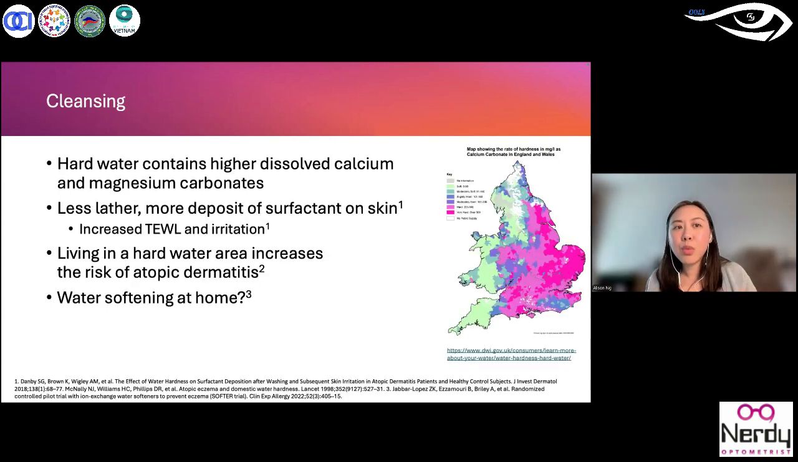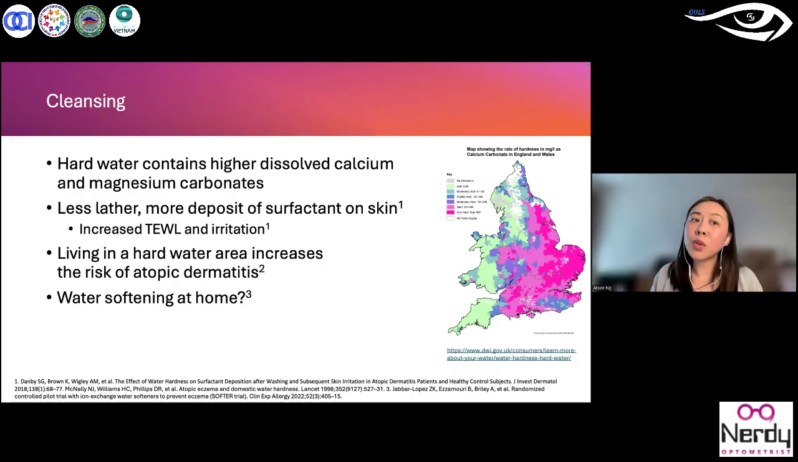I'm going to talk a little bit about water, and I'm not going to talk about this for too long, but it's something that, again, is quite topical. 60% of households here in the UK live in a hard water area, and that means about 13 million households in total. This will very much depend on where you are in the world, and even within your country, you might have hotspots of hard water and soft water.